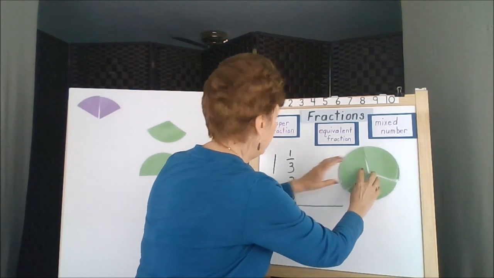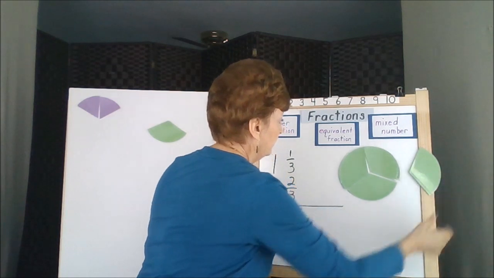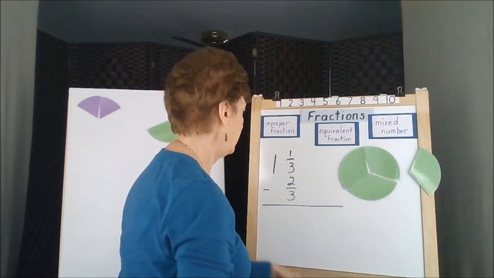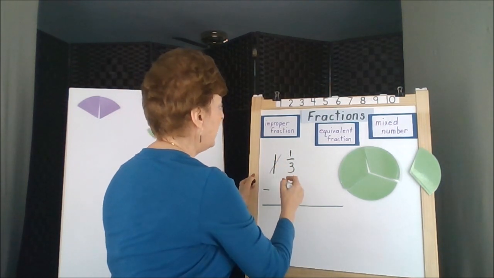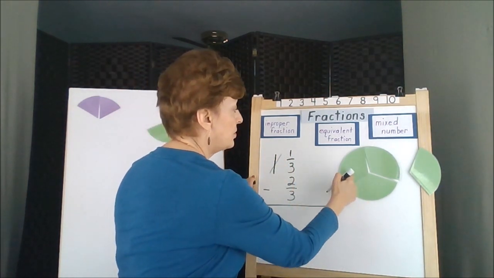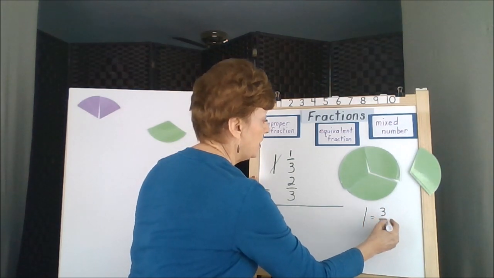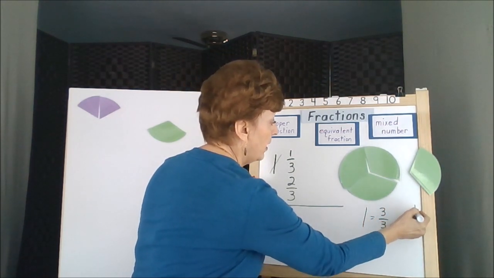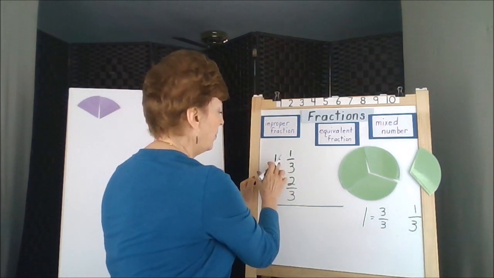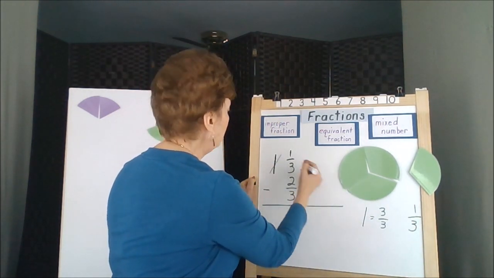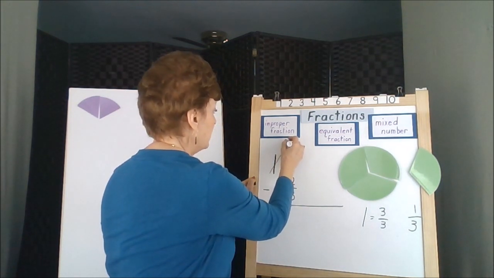Here's our 1 and 1/3. And we have to rename that 1 as 3/3. This 1 has to be renamed as 3/3. This is already just 1/3. So we're going to take the one that we're renaming and give 3/3, we'll rename it as 3/3.